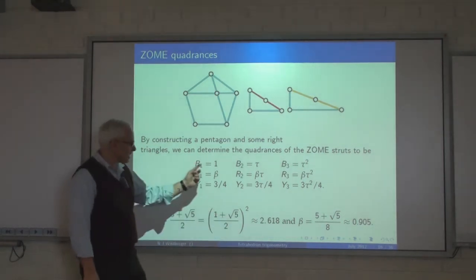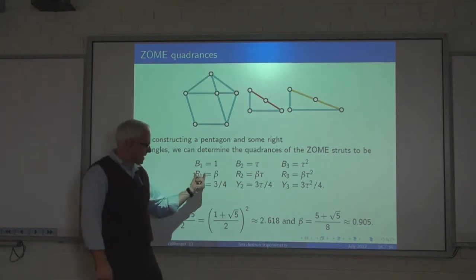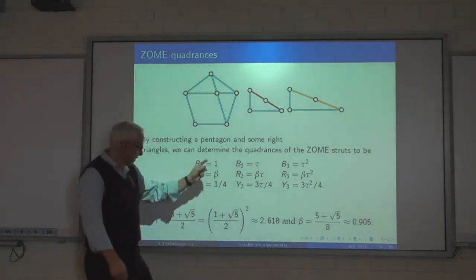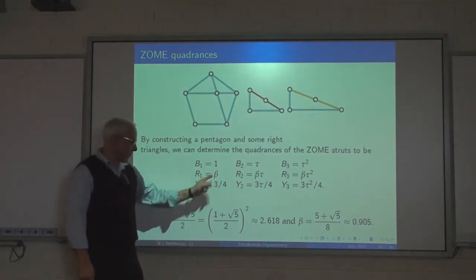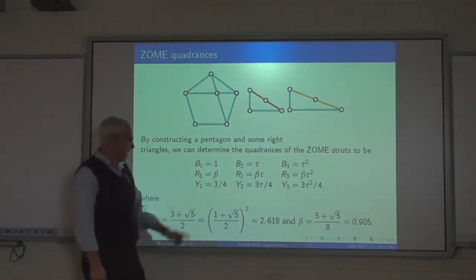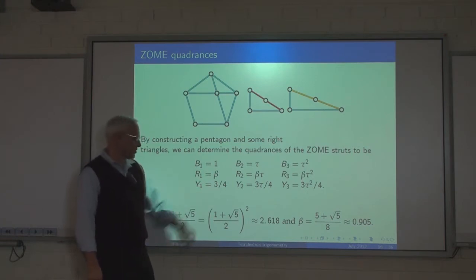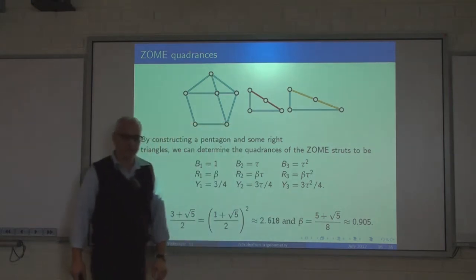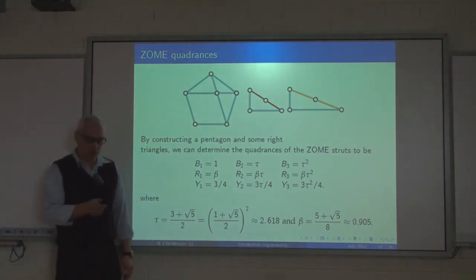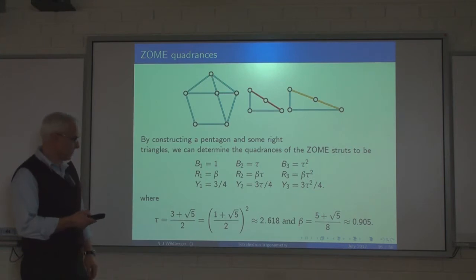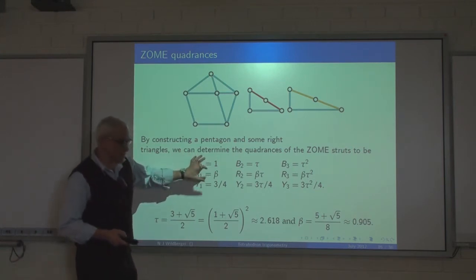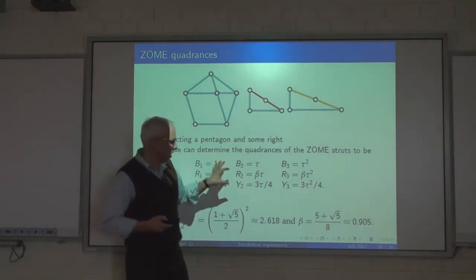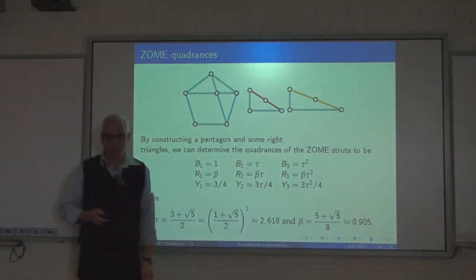Okay, so that's in fact the ratio of any one of the colored struts to the next one up. So it turns out that if the blue one has quadrance 1, then the red one has quadrance beta, and the yellow one has quadrance 3/4. What is beta? Beta is (5 plus root 5) over 8. It's an important number in rational trigonometry. So those are the sizes or the quadrances of the smallest ones. The next ones up are all multiplied by tau.